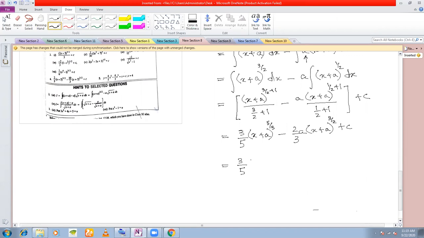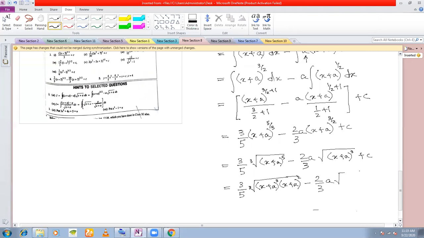3/5 times the cube root of x plus a to the power of 5, minus 2/3 a times the square root of x plus a whole cube, plus c. Now here you can write 3/5 cube root of x plus a to the power of 5 as x plus a whole cube into x plus a whole square, right? Minus 2/3 a, and x plus a whole cube can be written as x plus a whole square into x plus a.